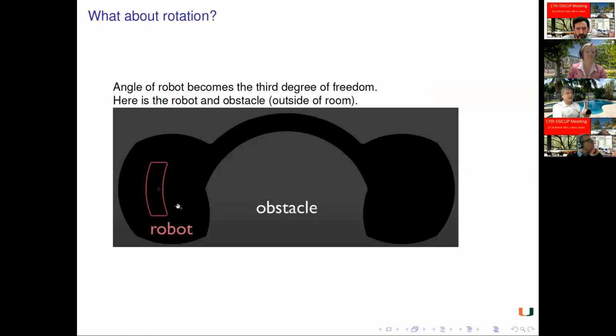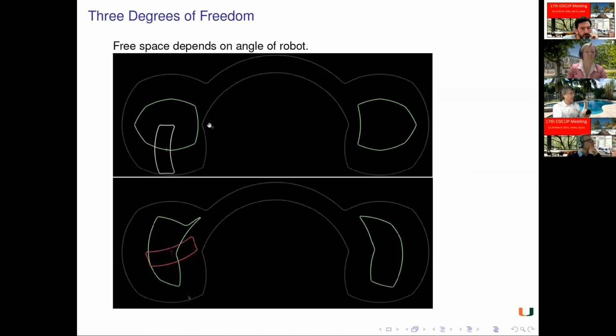So if you have a robot, such as this sort of racer-shaped robot right here, and an obstacle, which is the outside of these 2 rooms and corridor, and you allow the robot to rotate, then the shape of the free space for the robot depends on the orientation of the robot. So here, for instance, the robot has this orientation, and this is the shape of the free space. As long as the center of the robot is within the green region, then it's within the rooms or the corridor and not intersecting the exterior.